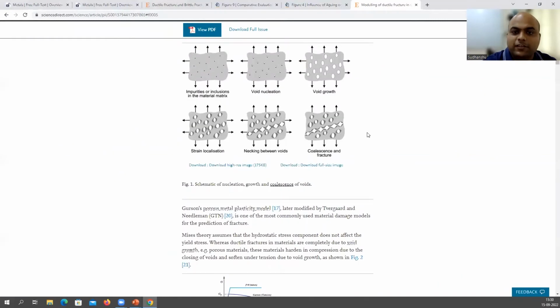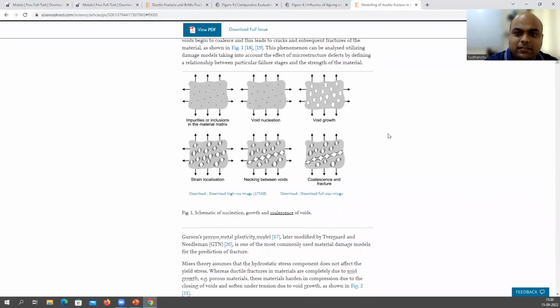Okay, so this is a nice schematic. You can see the impurities or inclusions. Voids are going to nucleate, then they are going to grow in this stage. Then what happens here? You have a strain localization between these two voids. Because of the strain localization, it grows and then finally it coalesces. So this is also what we discussed. I just wanted to show you a schematic for better understanding.